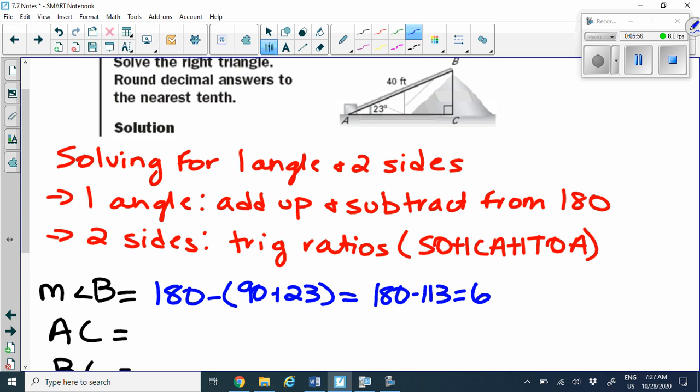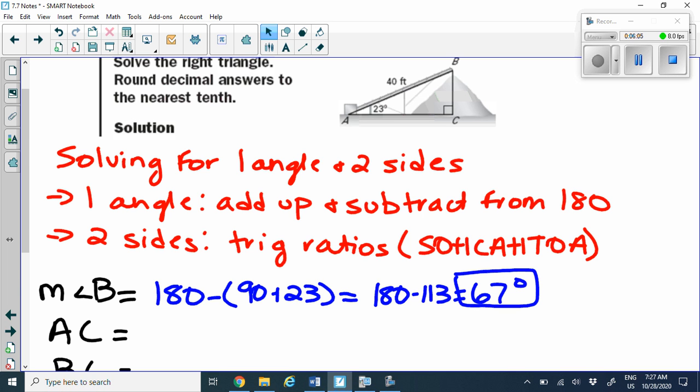And we should get 67. And don't forget the degrees because we are finding the angle measurement. So 67 degrees is going to be our angle B. Okay, now let's find AC.